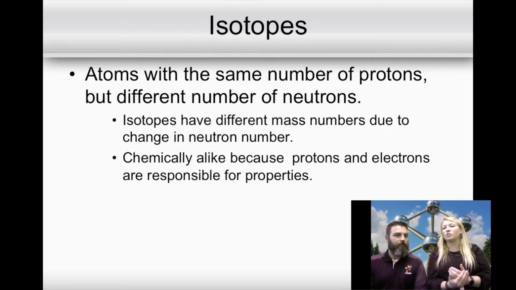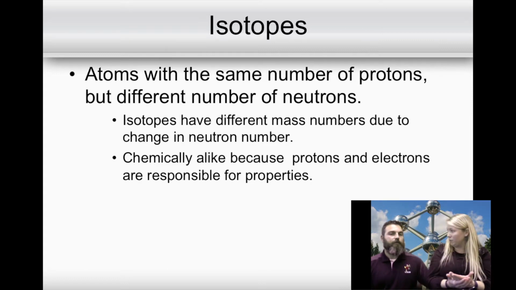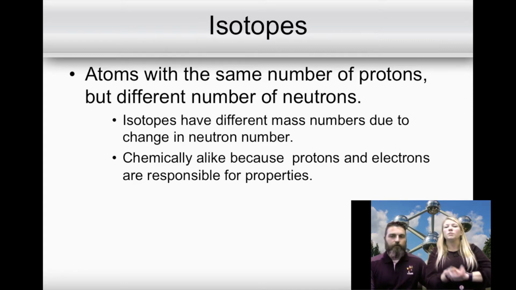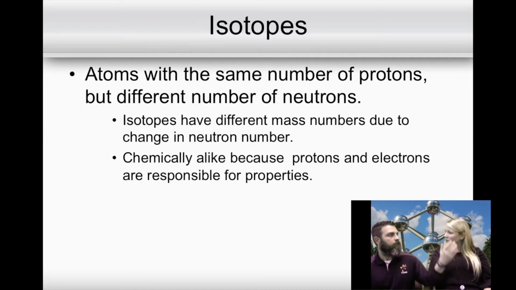So we call these isotopes because what we do is we change the neutron number. So different mass numbers because we have a change in neutrons, but it is chemically the same element because the protons and electrons are not changing. So they're like different versions of the same thing? Absolutely.